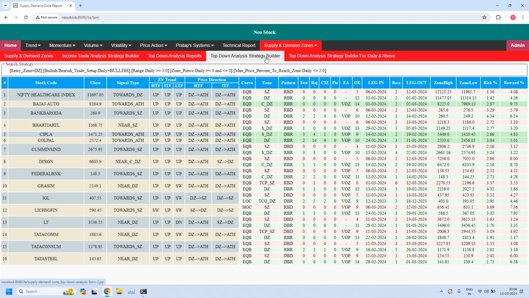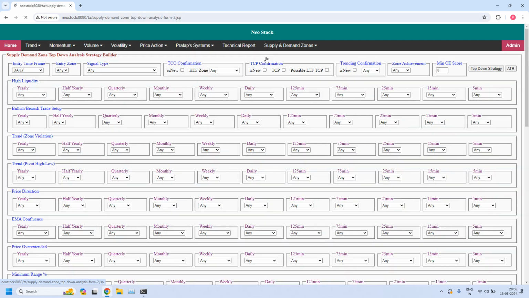Now I am going to generate a report for a bearish trade setup. For bearish trade setup for monthly income trade, your entry time frame is daily. And your entry zone should be supply zone. In bullish or bearish trade setup in daily time frame, now I am selecting the value bearish. Now I am going to set only one filter.